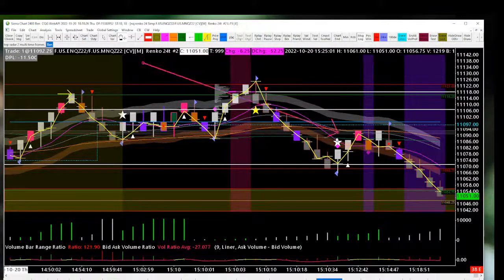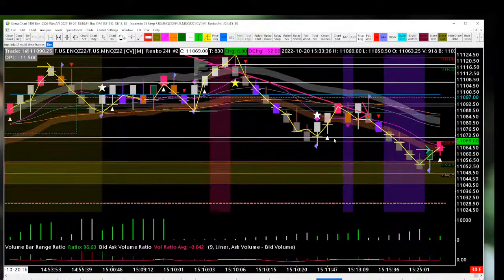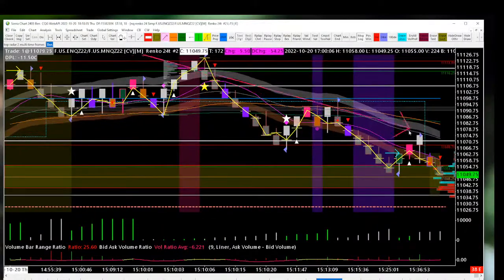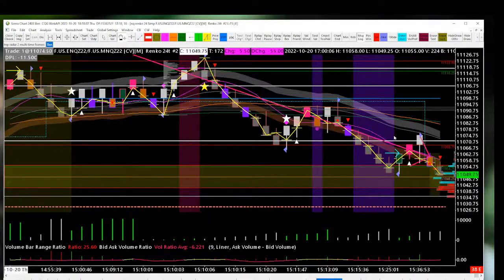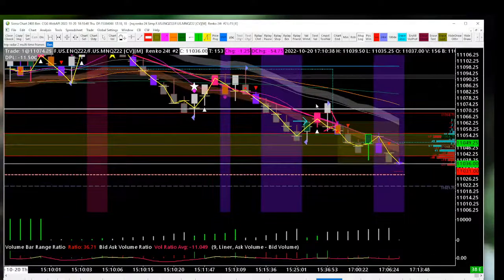It almost worked anyway. Let's see, you would have to take it here. That was pretty intense. Comes back to the LVN, tries to bounce, rejects. You can probably short that, it's pretty aggressive. And they're just dropping it like a rock.